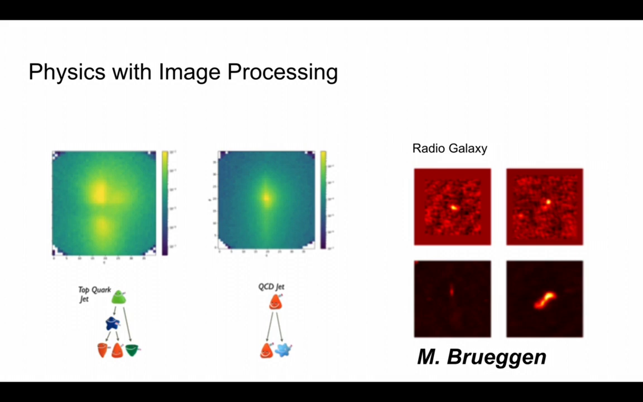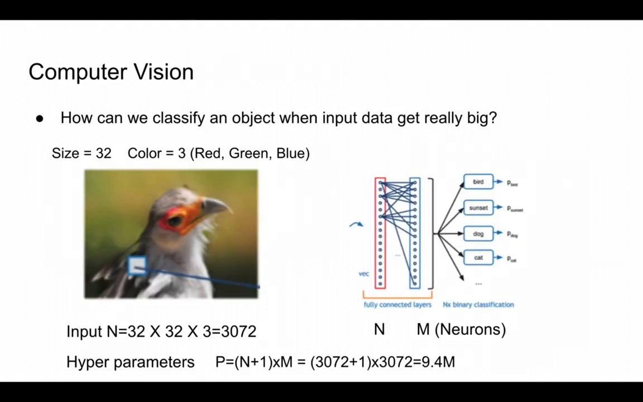On the astronomy side, here you can see a couple of different radio galaxies. The research in this field is to identify which images represent different types of galaxies. The cutting-edge development of image processing is the computer vision problem. The big challenge in computer vision is how can we classify an object when the input data gets really big.